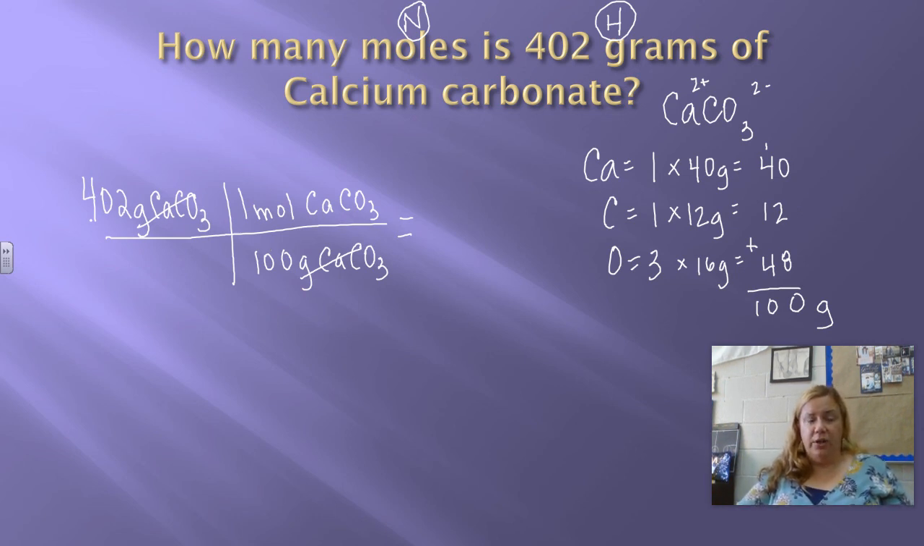Now, look, 402 has 3 sig figs, 100 only has 1 sig fig. So it is fine for me to express my answer instead of 4.02 into just 4 moles of calcium carbonate. So that means 402 grams of calcium carbonate is equivalent to 4 moles of calcium carbonate.